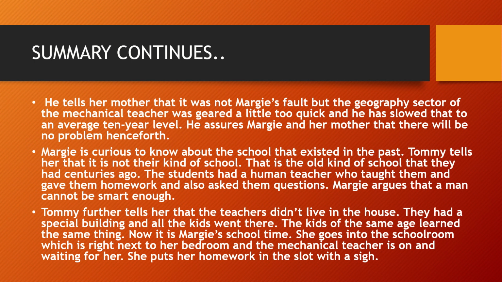Now, comes the fourth point. Margie is curious to know about the school that existed in the past. Tommy tells her that it is not their kind of school. That is the old kind of school that they had centuries ago. The students had a human teacher who taught them and gave them homework. It also asked them questions. Margie argues that a man cannot be smart enough. Now, Tommy tells all the things related to old types of schools when human teachers used to teach the students and gave them homework and there were no mechanical teachers.